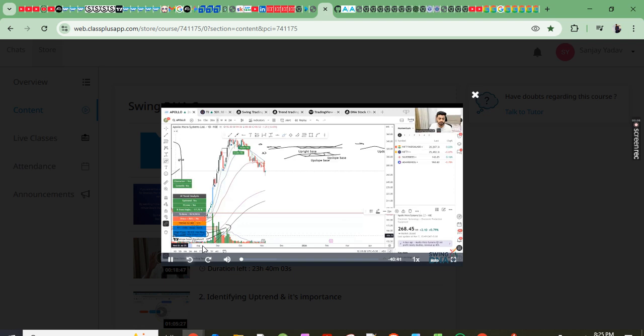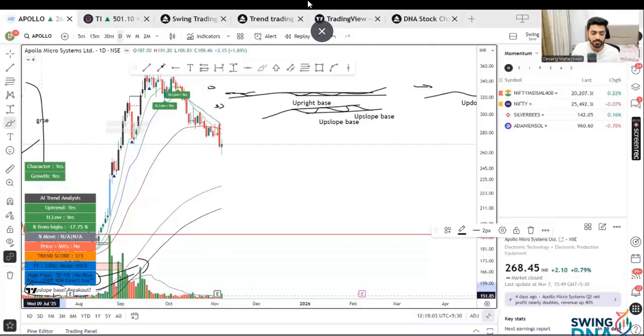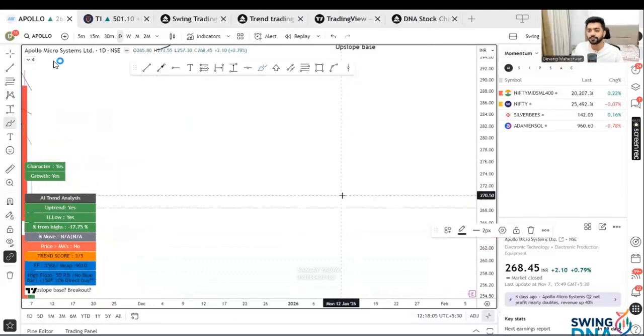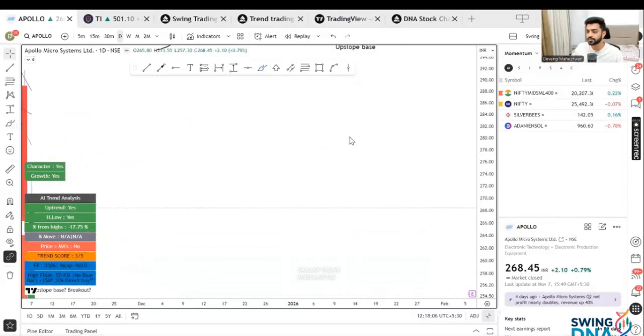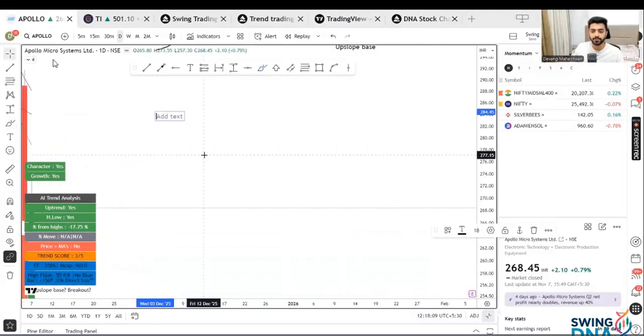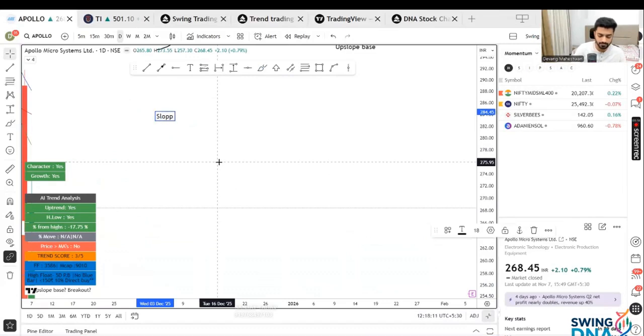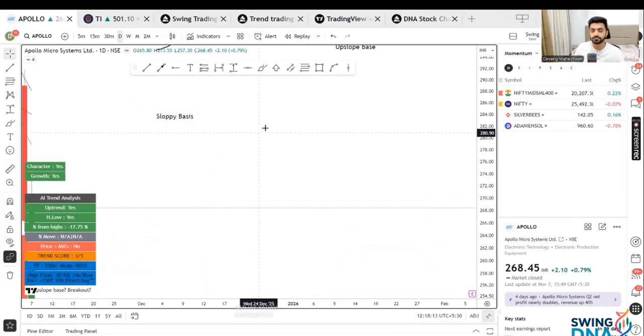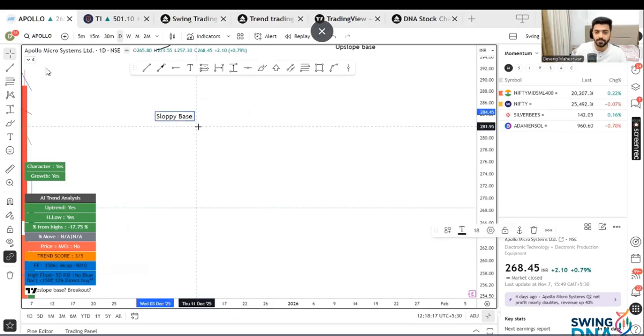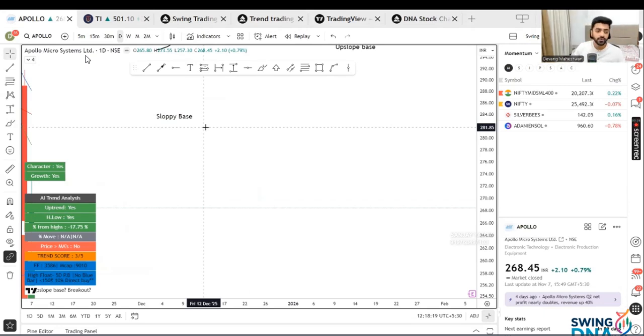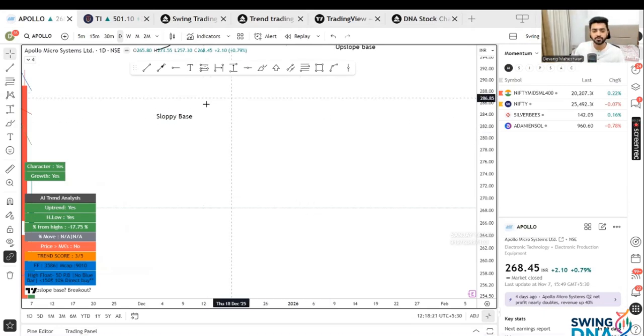Now we have to discuss more on upslope base. These are also called sloppy bases. Now there are two ways stocks move.